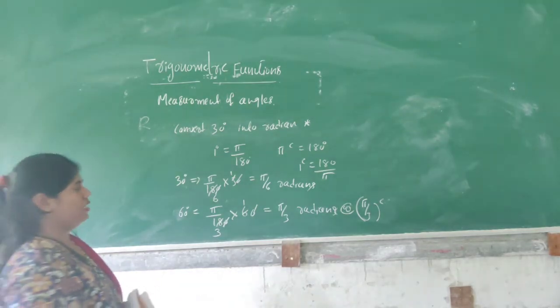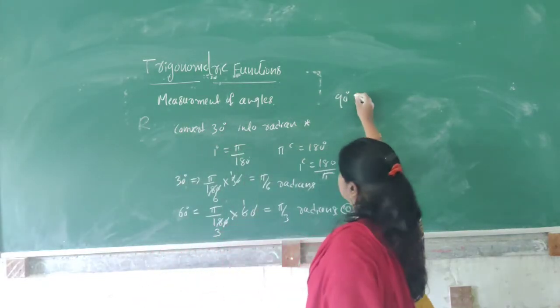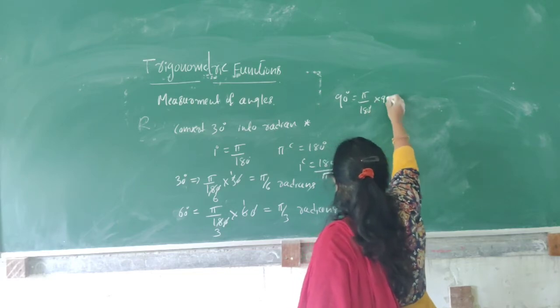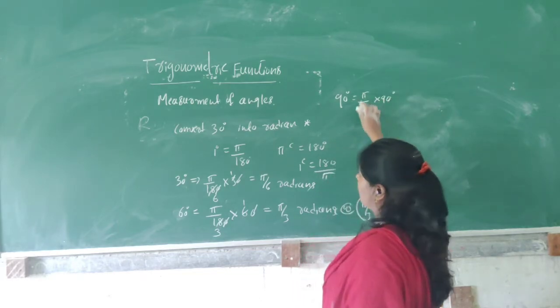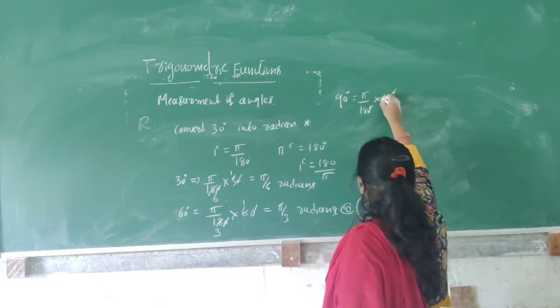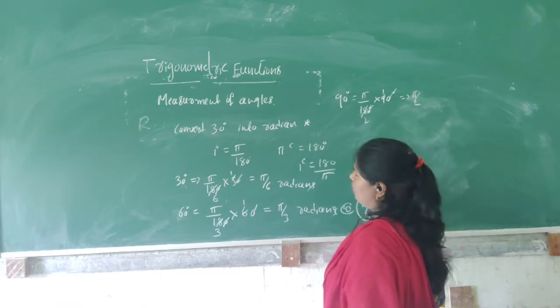What would be 90 degree? If it is 90 degree, so 90 degree is equals to pi divided by 180 degree into 90 degree. So you just write the formula, you write the degree value. So 0, 0 will get cancelled, 9 ones are 9, 2 nines are. So it is equals to pi by 2.